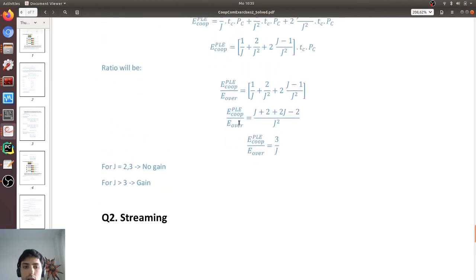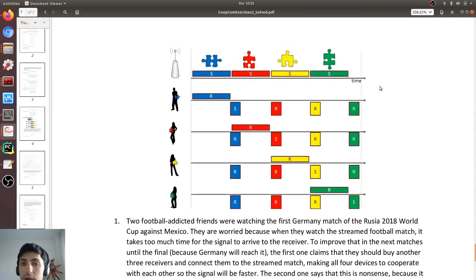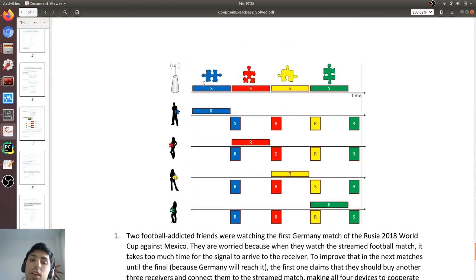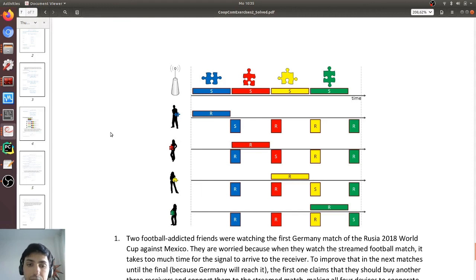Okay, now we go to streaming. In streaming, if you remember, we don't have the chunks saved anywhere, so it's always going to be sending this part, and we are going to send it only to one of the clients, and then with the local exchange they will exchange their part also sequentially, because there's no other way.